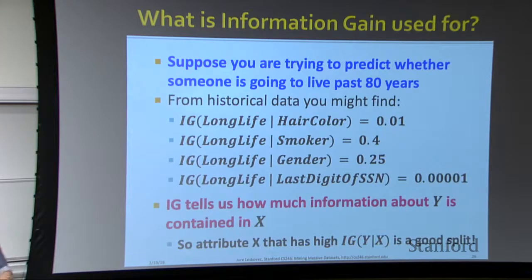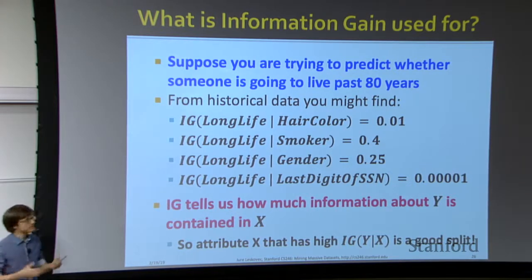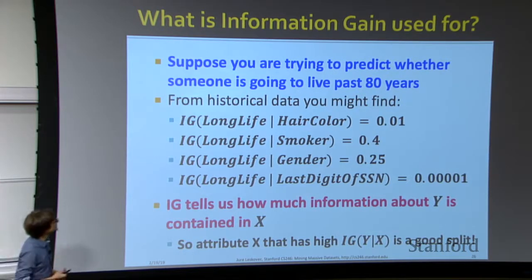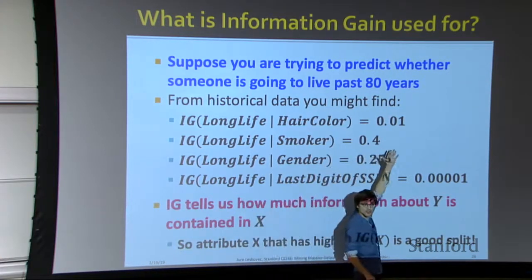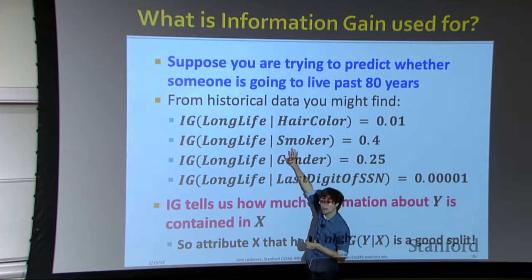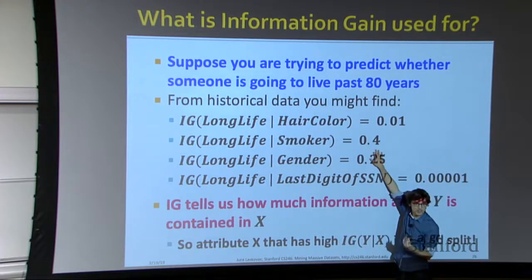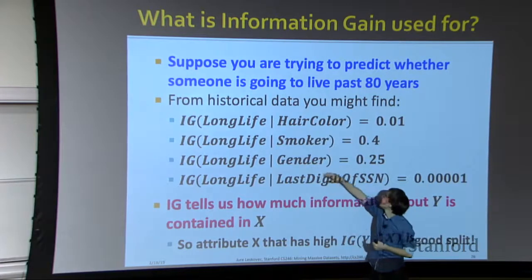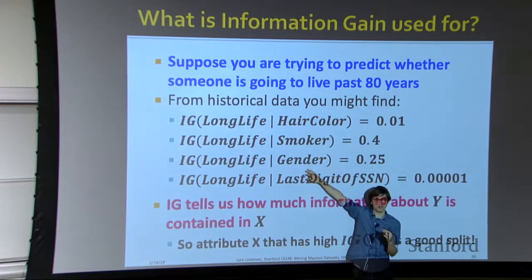And to give you an example of how this would look, imagine you want to predict whether somebody is going to live past 80 years, and you have various features in your database about these people. Then if you would do the information gain measurements, the information gain of long life given hair color is essentially zero. Hair color doesn't tell you how long somebody is going to live. But for example, knowing whether they are a smoker or not will have very high information gain, because smokers tend to die younger. Or gender also gives you high information gain because women tend to live longer, about 5 to 10 years.